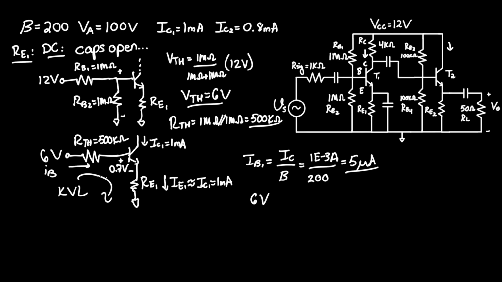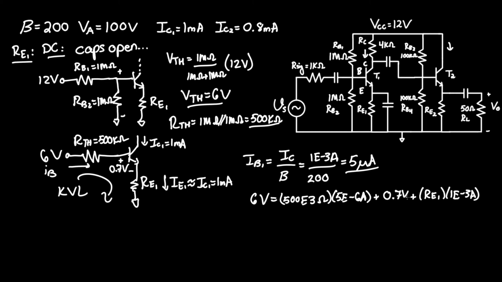So 6 volts, starting from the left here, equals R Thevenin, which is 500 E 3 ohms, times the current going through IB, which was 5 microamps, or 5E negative 6 amps, plus the 0.7 volt barrier, plus, again, we have to now consider RE1, which is the only variable in this equation, times the current flowing through it, IE1, which is approximately IC1, which is approximately 1e negative 3 amps.